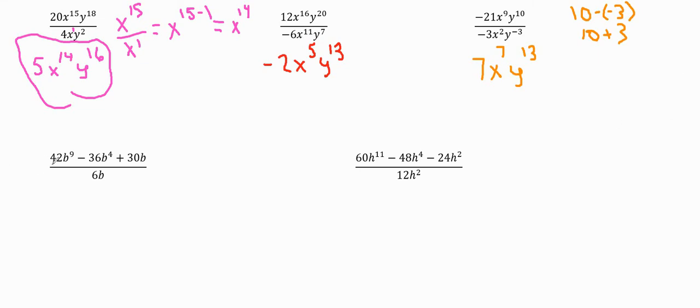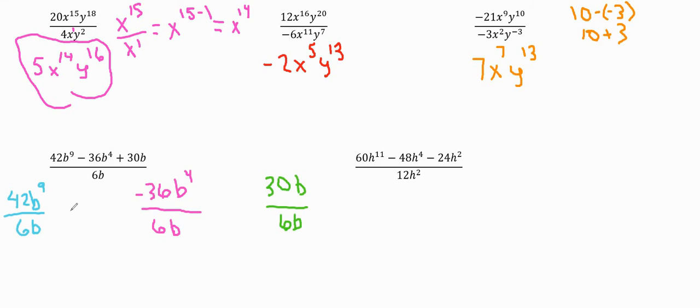For the bottom left corner, every term on the top is going to get divided by the 6b. So I could rewrite this as those three fractions that I just made. So we could do this individually. 42 divided by 6 is 7. Remember, if we don't see an exponent there, there's going to be a 1 there. B to the 9th divided by b to the 1st is going to be 9 minus 1, which is 8.